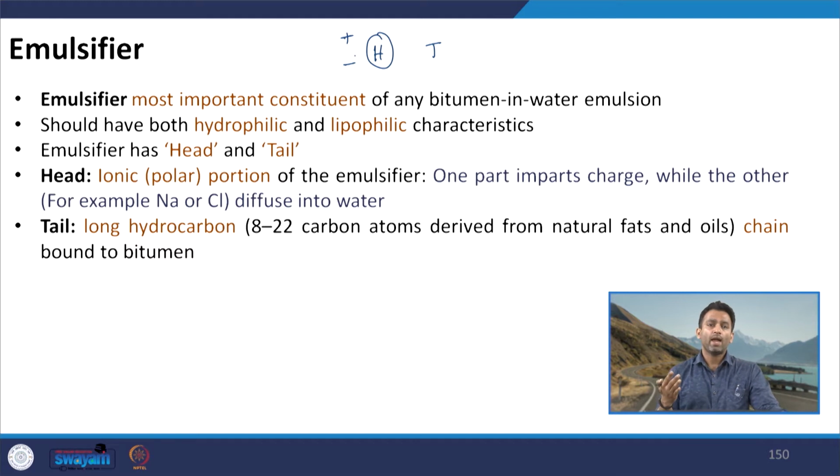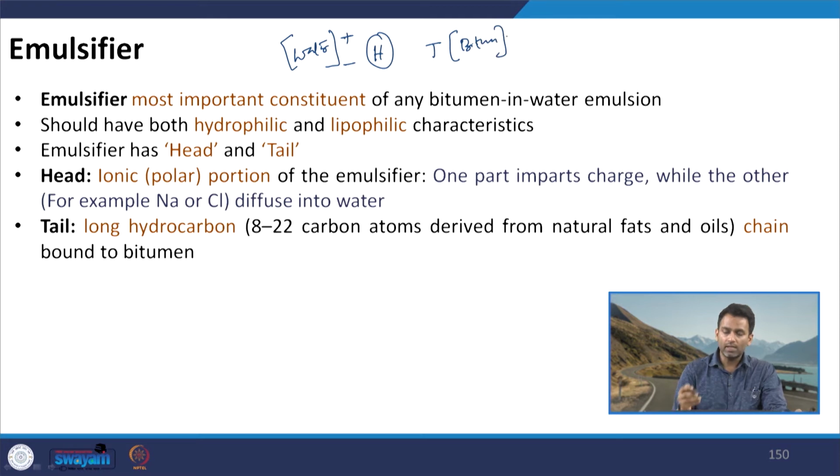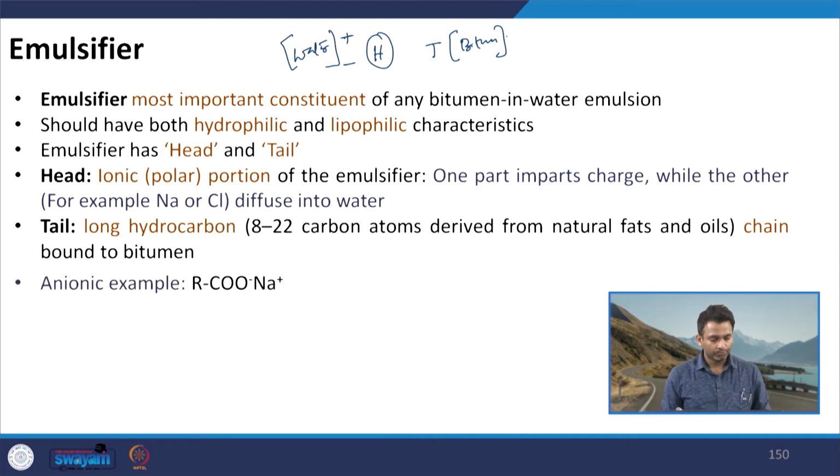And the tail will be bound to bitumen. So, the head will basically be towards the water system, and the tail will be bound to bitumen, and this is how the emulsifier has attraction both towards the bitumen particle and towards the water.